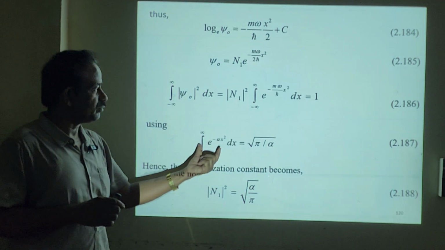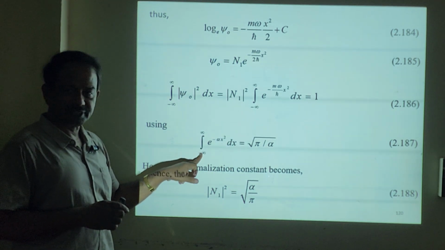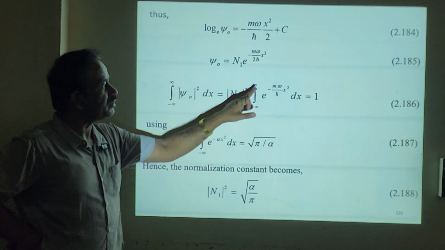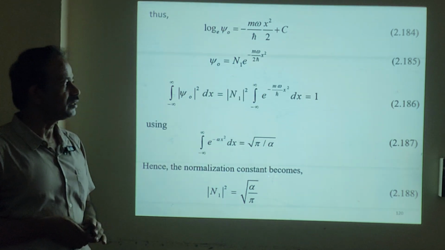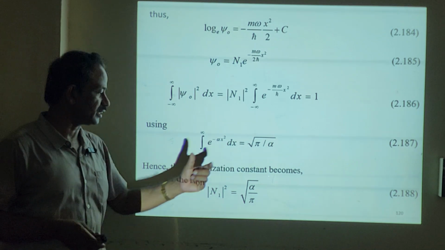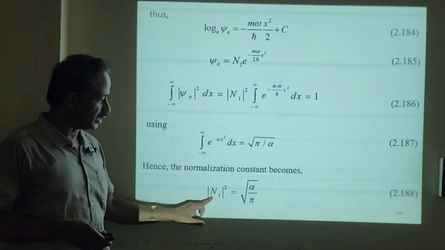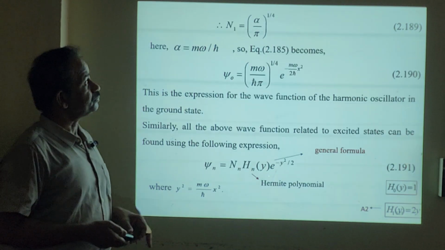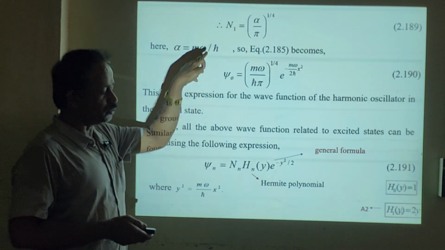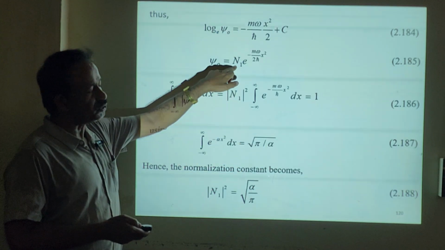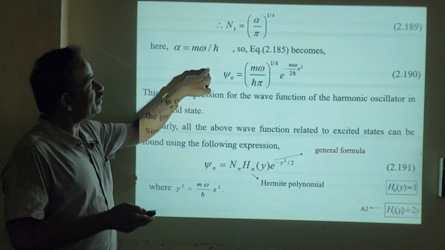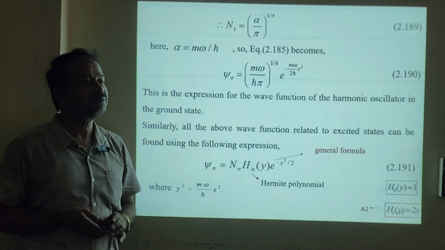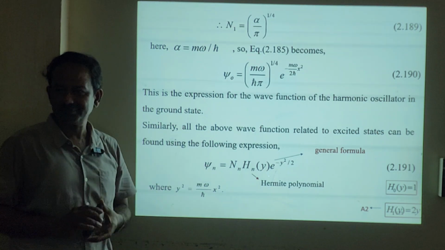The standard integral for this one, from minus infinity to plus infinity of e to the power minus alpha x squared dx, will be root of pi by alpha. Alpha is the remaining term, m omega by h cross. So you will get mod N1 squared equal to root of alpha by pi. N1 equals this. Substitute in that equation to get the complete ground state. That will give you this. Is it okay? So this is the ground state wave function for the harmonic oscillator that we have found out.